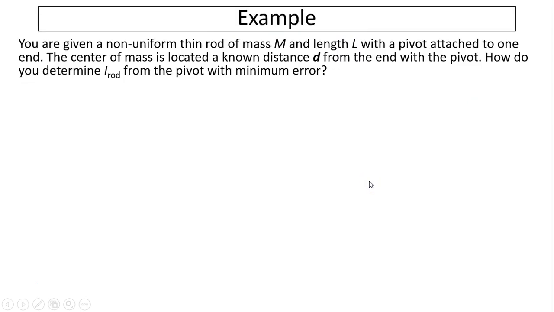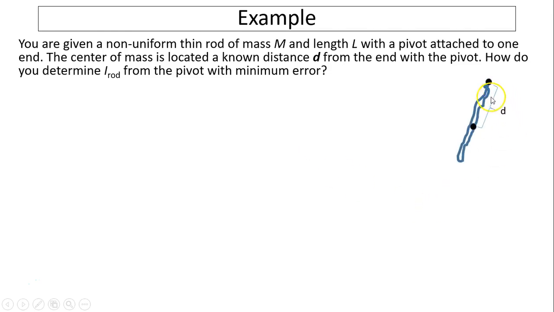Let's take a look at this example. You are given a non-uniform thin rod of mass m and length L with a pivot attached to one end. The center of the mass is located a known distance d from the end of the pivot. How do you determine the moment of inertia I_rod from the pivot with minimum error?